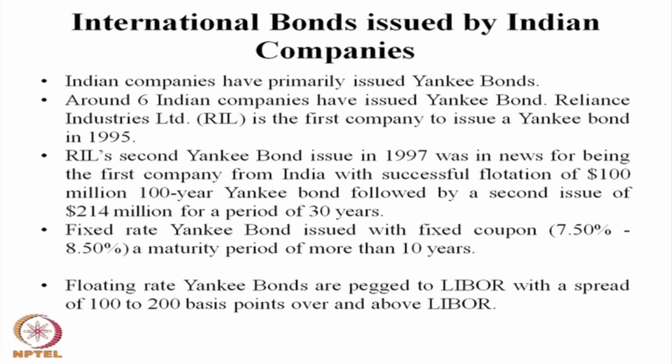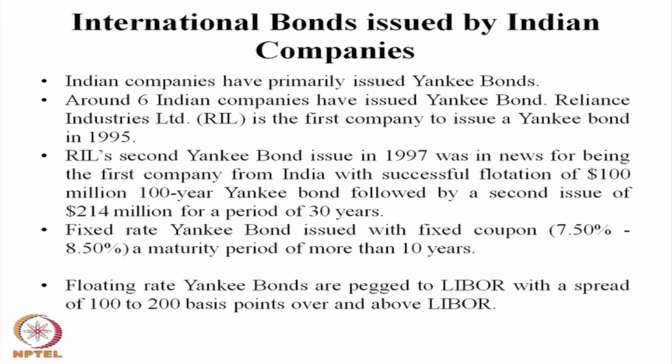If you see the international bond aspect, Indian companies have primarily issued Yankee bonds denominated in US dollars. Around 6 companies have recently issued Yankee bonds. Reliance was the first company to issue a Yankee bond, in 1995. Then Reliance Industries Limited issued a second Yankee bond in 1997. First they issued a 100-year bond in Yankee, followed by a second issue of 240 million US dollars for a 30-year bond. Fixed rate Yankee bonds are issued with a fixed coupon and a maturity of more than 10 years.